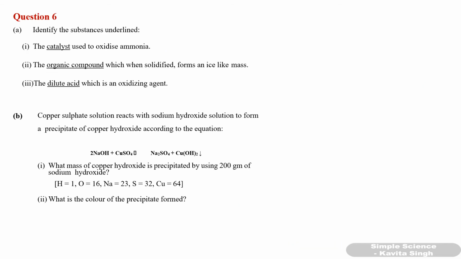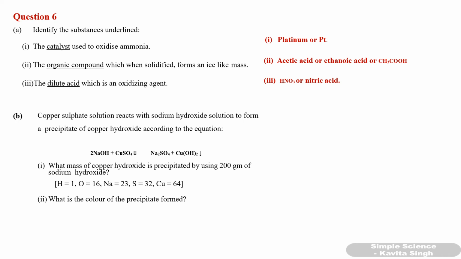Identify the substance underlined. The catalyst, first one, the catalyst used to oxidize ammonia. So the catalyst used to oxidize ammonia is platinum. You have to remember the catalyst. The second, the organic compound which when solidified forms an ice-like mass. So that is nothing but acetic acid or ethanoic acid, or you can say CH3COOH. Third one, the dilute acid which is an oxidizing agent. So the dilute acid which is an oxidizing agent is nitric acid. Okay. Nitric acid is a good oxidizing agent.